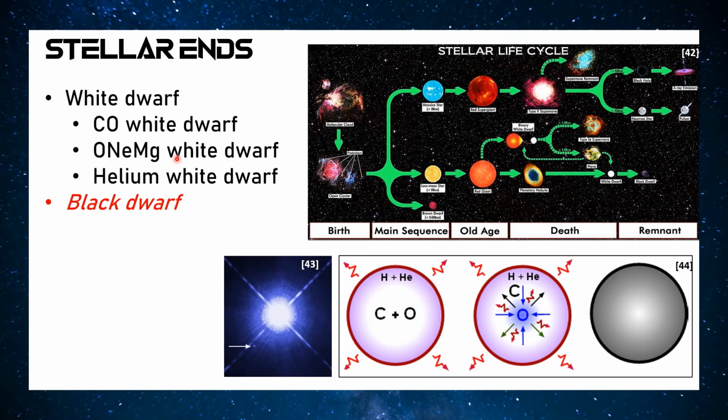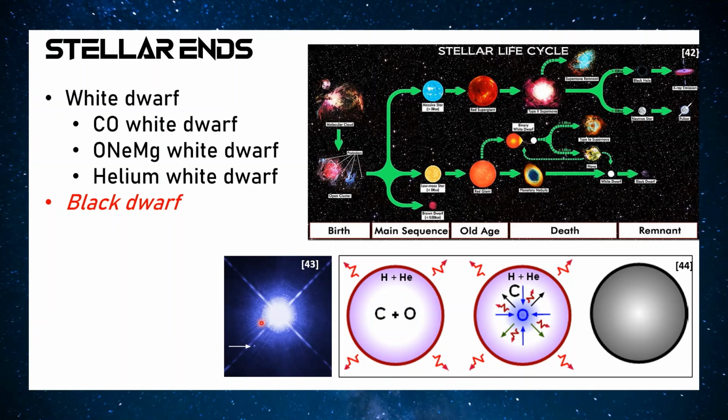There are different kinds. There's a carbon-oxygen white dwarf. The usual one is composed of carbon and oxygen. There's an oxygen-neon-magnesium white dwarf. These are smaller stars that start out with 8 to 10.5 solar masses. They can fuse carbon but not neon. And then there's a helium white dwarf. These are low mass stars that never burn helium at all.